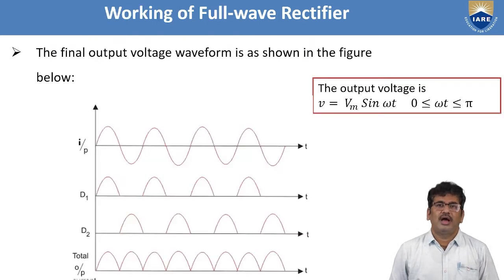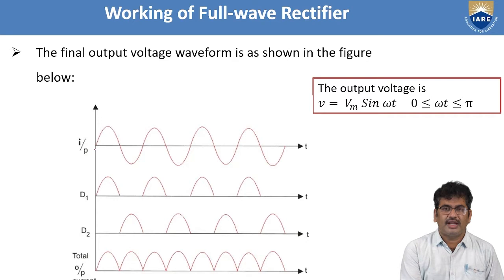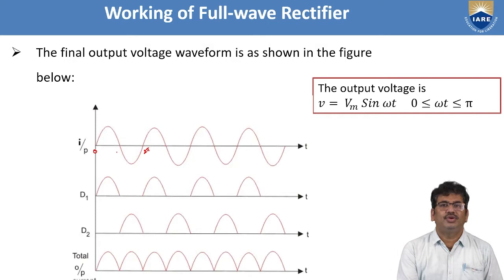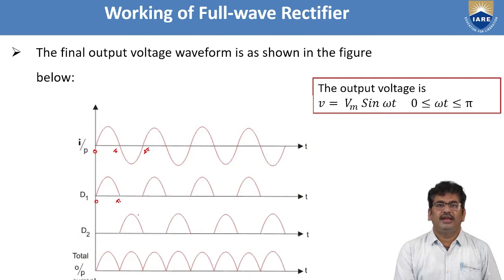The output across the load resistance for a full wave rectifier, we can plot as shown in the figure. The input is a sinusoidal signal which has a time period of 0 to 2 pi. From 0 to pi, diode D1 is conducting, so we are going to get the current across D1. So from 0 to pi, we are going to get the output across the load resistance because of the conduction of diode D1. During the negative half cycle, diode D2 conducts and the output voltage will be obtained across the load resistance from pi to 2 pi.